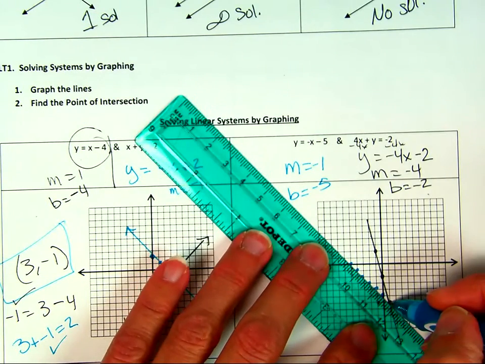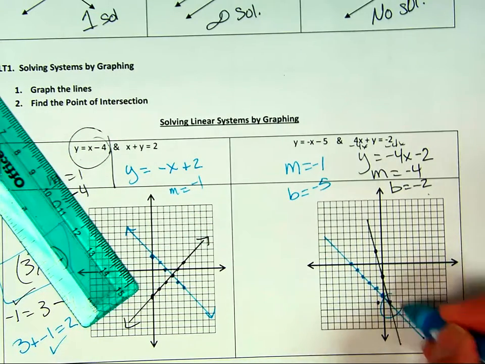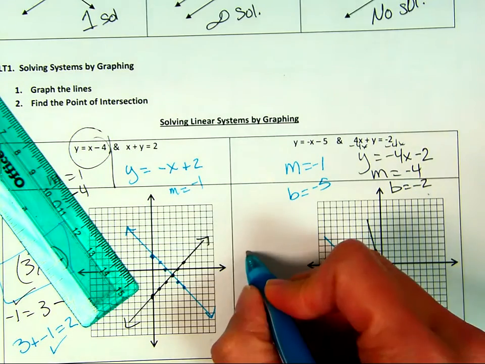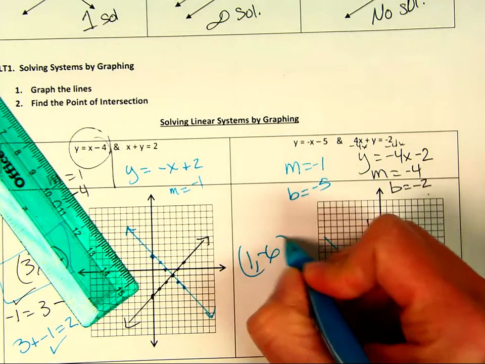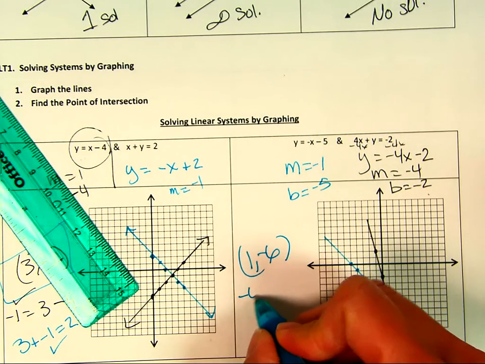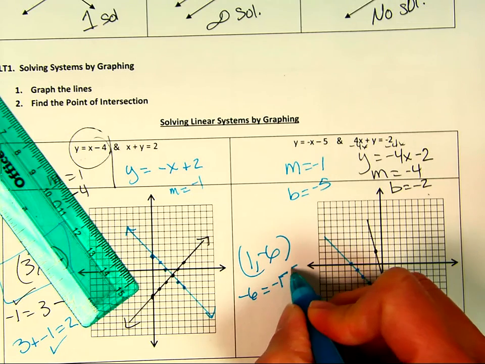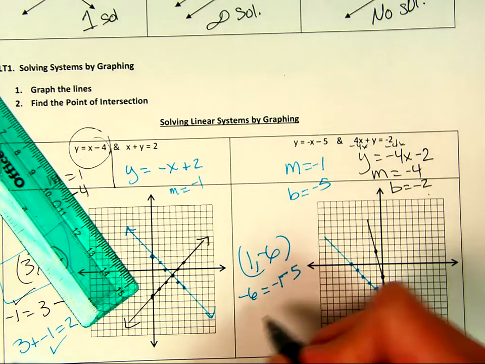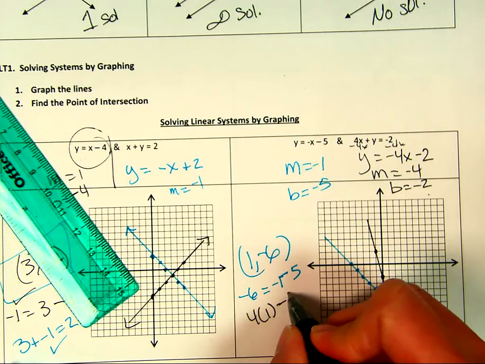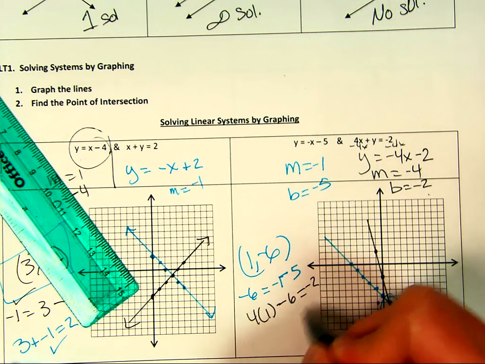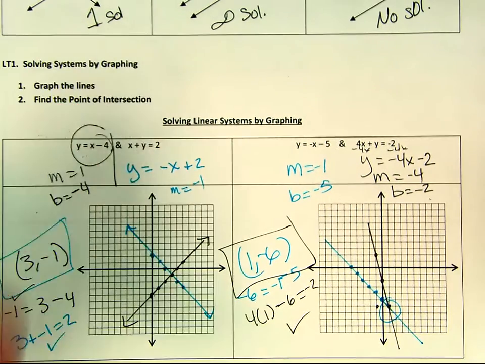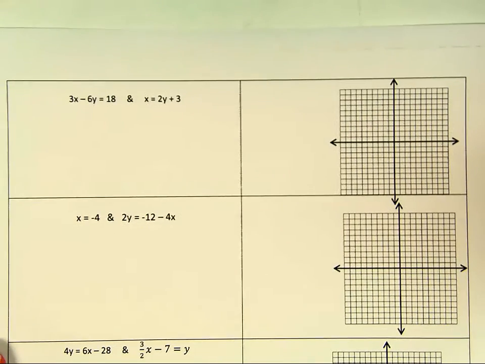So here we go. I've graphed both lines. Here's my solution, which is 1, 2, 3, 4, 5, 6. Looks like (1, -6). And then I'm going to test it. Does -6 equal -1 minus 5? Yes. And does 4 times 1 minus 6, which is that -6, equal -2? Yes, it does. Check, check. I know I'm right. That's my answer. So again, I'm graphing both lines and checking to see what point they intersect at.